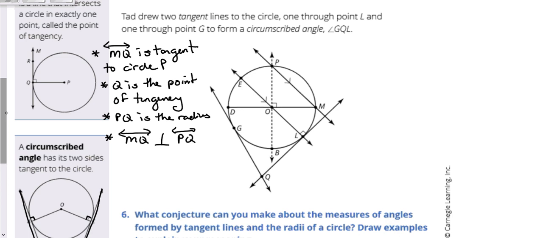Okay. All right, so tonight your homework is basically all on central angles and inscribed angles, being able to calculate them.